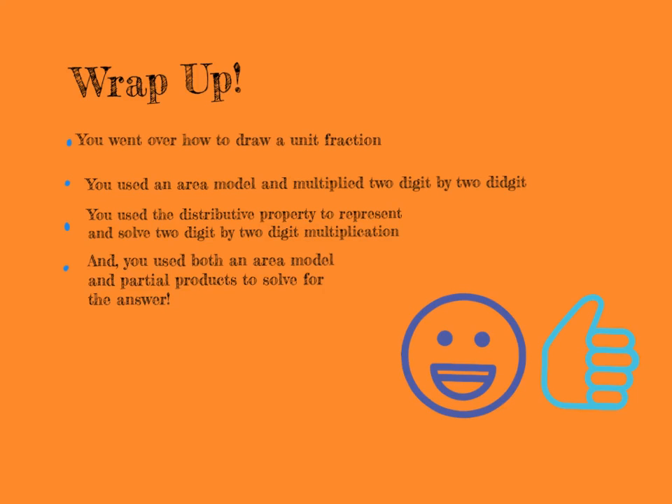So, as a wrap-up, you went over how to draw a unit fraction. You used an area model and multiplied 2-digit by 2-digit. You used the distributive property to represent and solve 2-digit by 2-digit multiplication. And you used both an area model and partial products to solve for the answer.